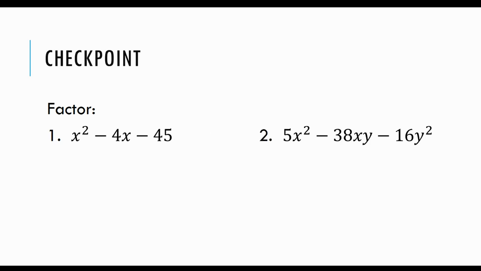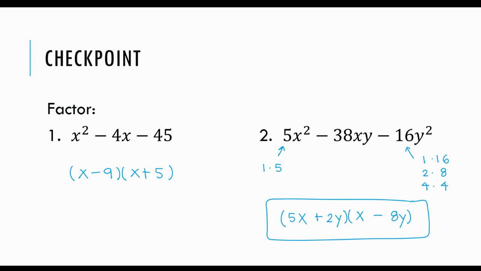Pause the video, see if you can try factoring these. Hopefully you were able to get the first one. And once again, if you have the negative 9 and the 5 in the opposite part of your parentheses, that's perfectly fine. And then with this example, hopefully you got 5x plus 2y times x minus 8y. So the 5x and the 2y have to go together. There has to be a positive sign. But if that whole thing was switched to the second parenthesis, that's perfectly fine.